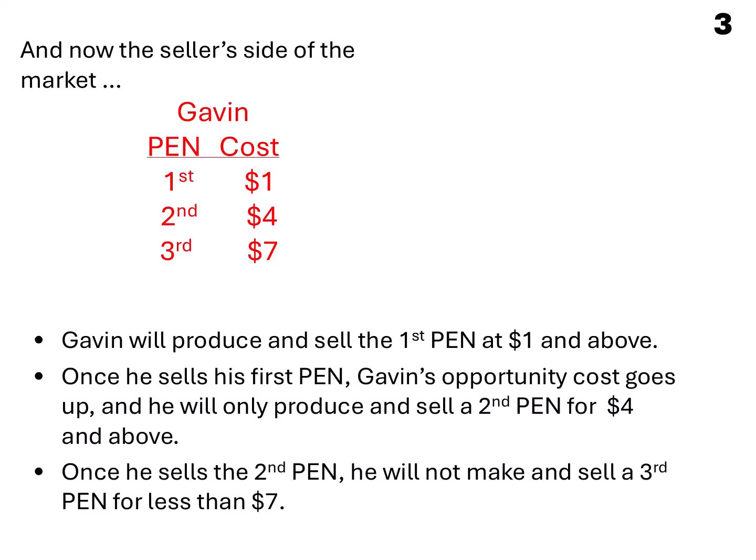The first pen costs Gavin $1. He is willing to make a pen and sell it for any price above $1. Given his opportunity costs, Gavin is willing to make and sell a second pen for any price above $4. Finally, to make and sell a third pen, Gavin would have to get a price above $7. Notice that these costs are private information known only by Gavin. Another woodturner may have very different opportunity costs and therefore a different supply schedule.